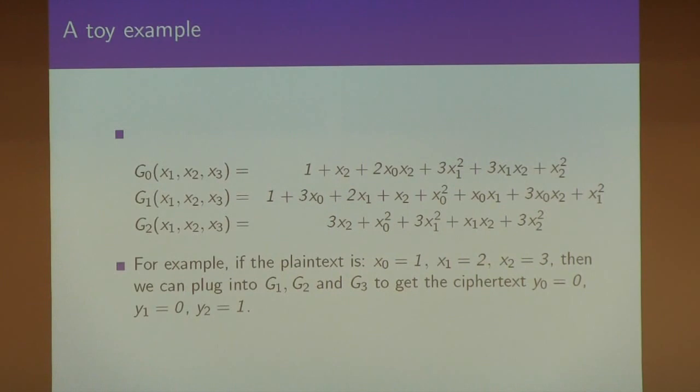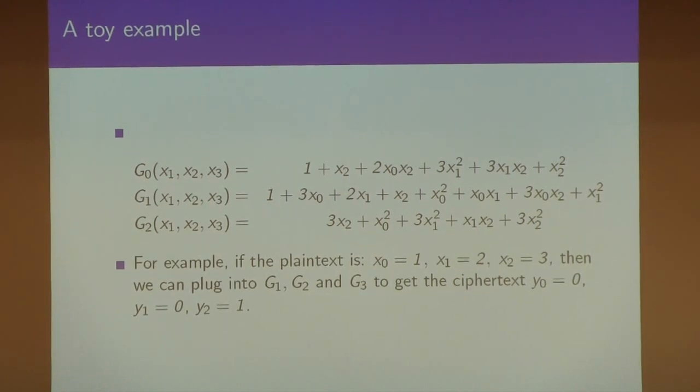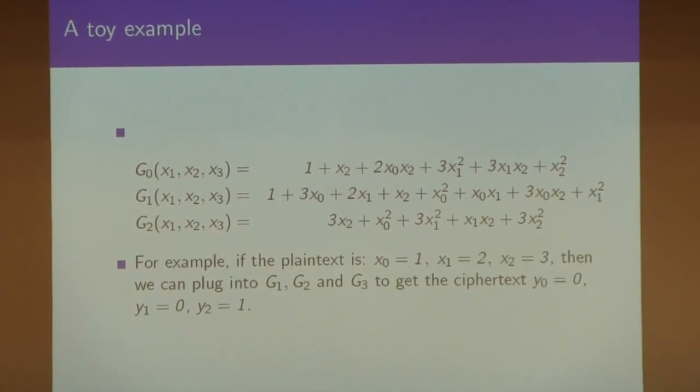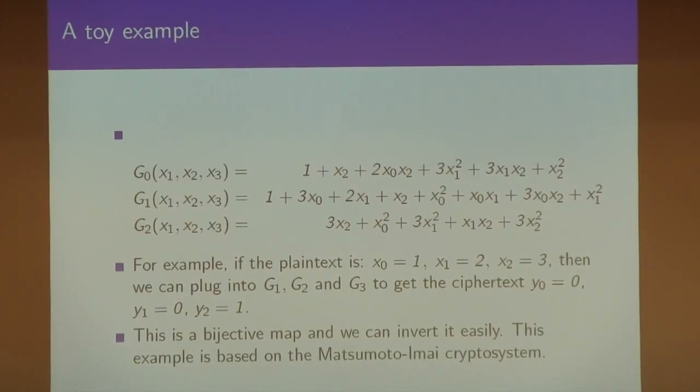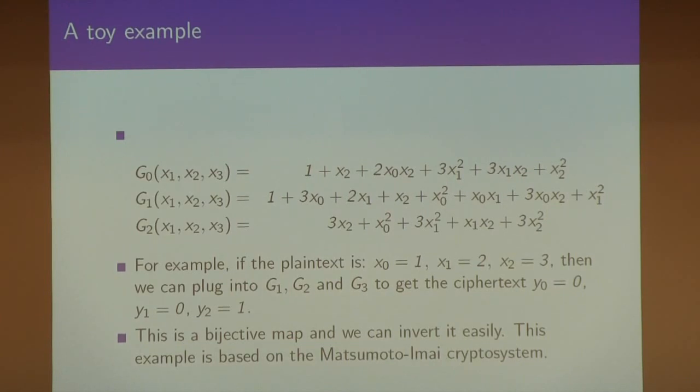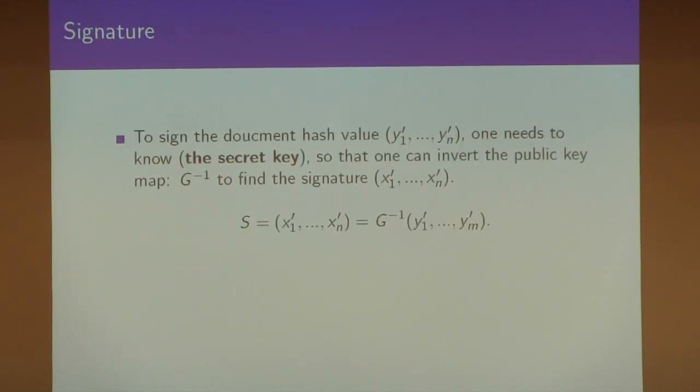So what do you do? You just plug the values into the polynomials, and you compute the value. In this case, you will get y0 equal to 0, y1 equal to 0, and y2 equal to 1. So that's it. That's the encryption process. It's very simple. Given polynomials, you compute the value. That is done. And this map actually comes from what is called a Matsumoto-Imai system, which I'll briefly explain later. And this is actually a bijective map. So this is why we could do decryption. Therefore, we can invert the map and do the decryption.